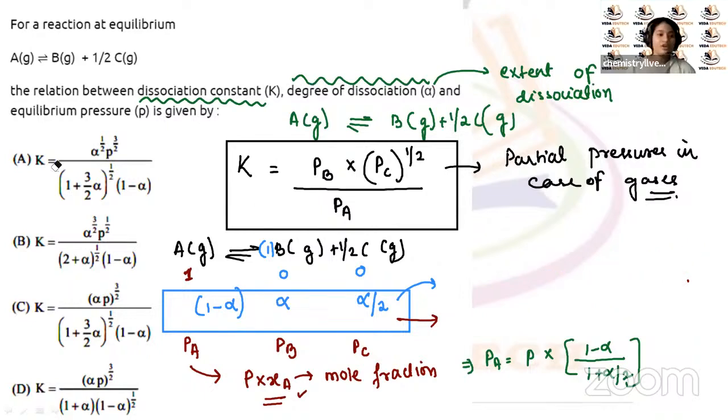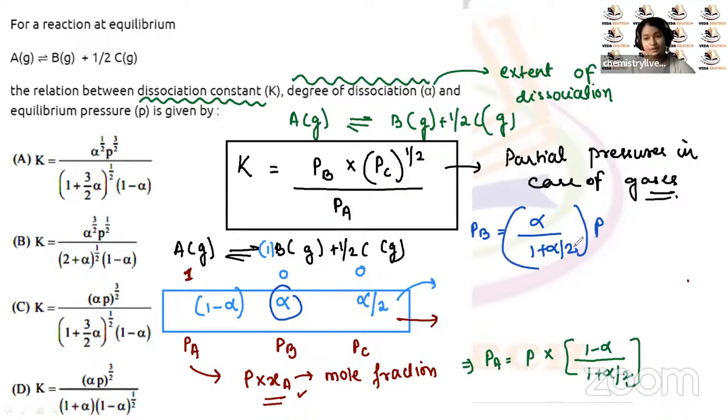Now again, if you want PB, it will be how much, children? This is α, and the total is 1 plus α by 2, into the equilibrium pressure, which is P we have taken. You don't have to write the entire thing because P is going to get cancelled anyhow in the end. PC will be what, children? It will be α by 2 divided by 1 plus α by 2, into P.